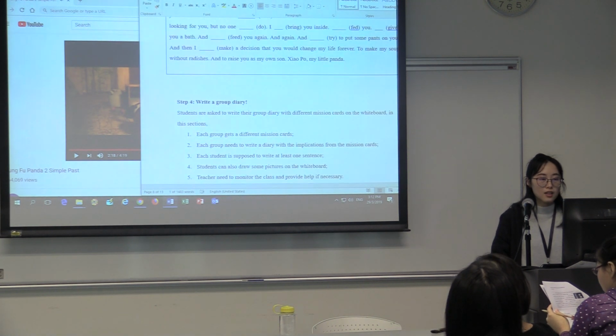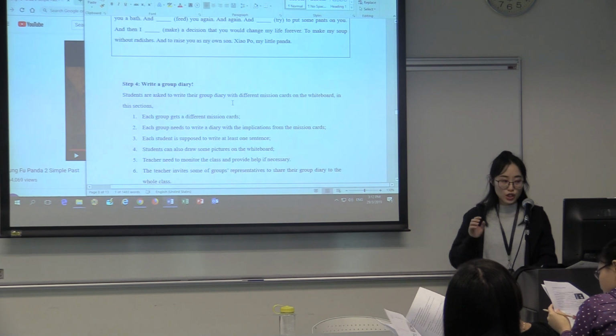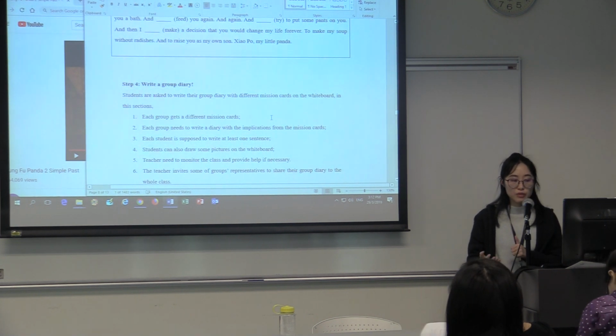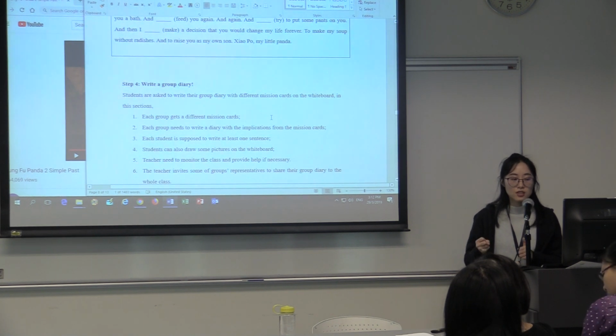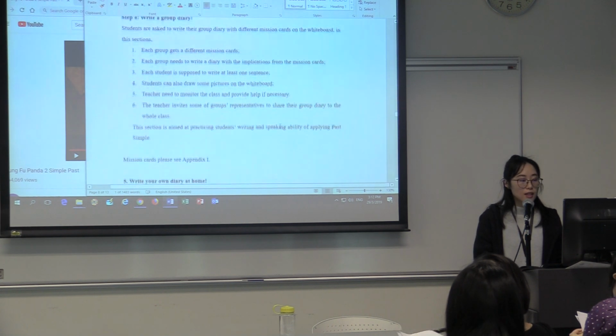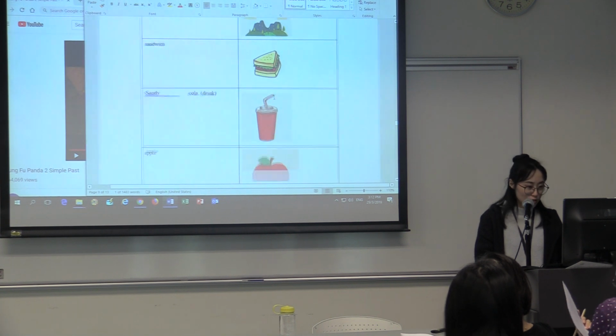And then it's a group work in step 4. They need to write a group diary. Students are asked to write their group diary with different mission cards and then write the diary on the whiteboards. In this section, please see Appendix 1. This is Appendix 1.